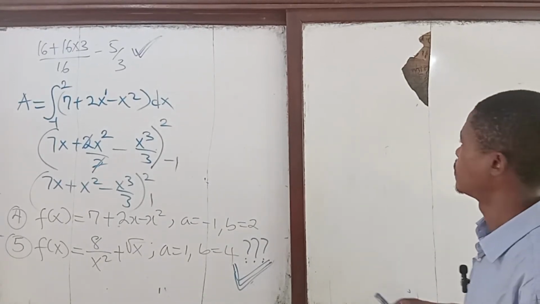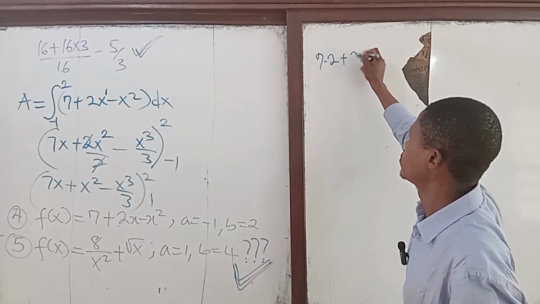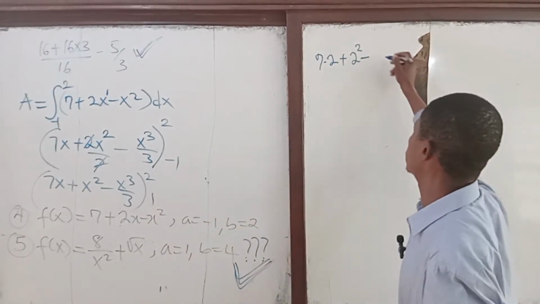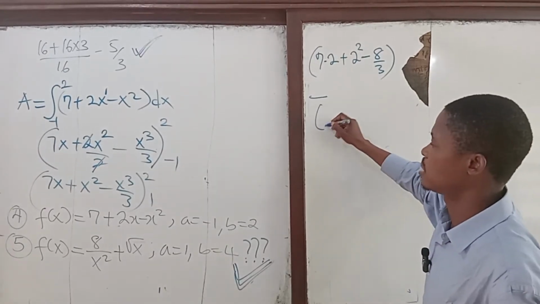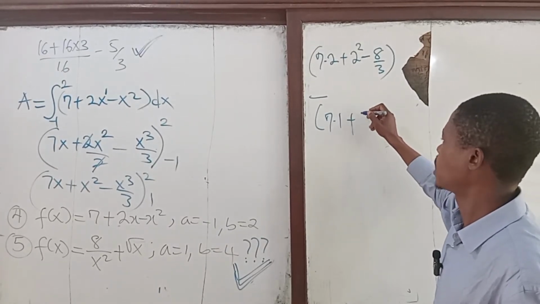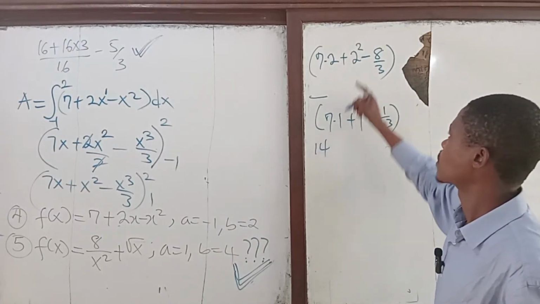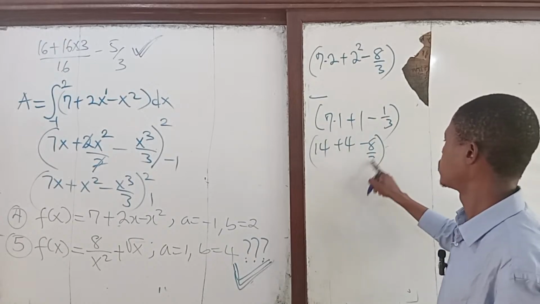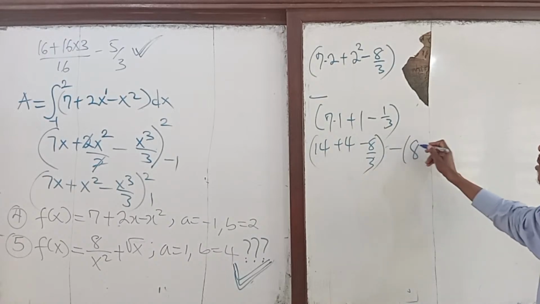So we're going to have, for the upper limit, 7 times 2 plus 2 squared minus 2 cubed, that's 8 over 3, and then minus the lower limit, that will be 7 times 1 plus 1 squared, that's 1, and then minus 1 over 3. So this will be 14 plus 4 minus 8 over 3. Then minus, this will be 7 plus 1, that's 8, minus 1 over 3.